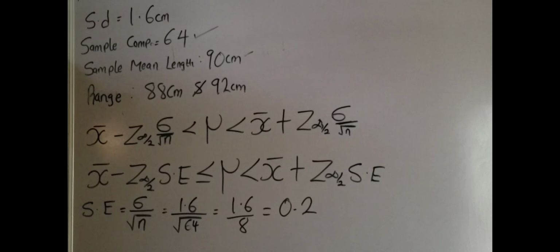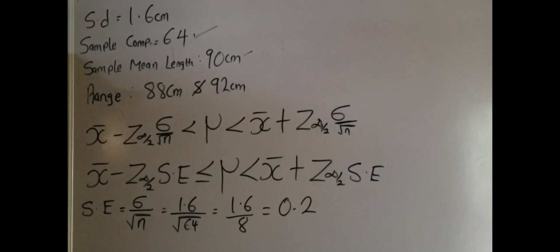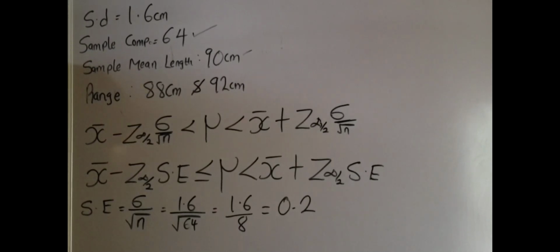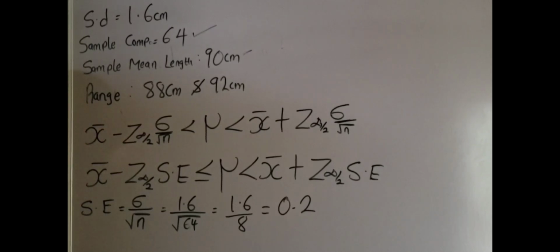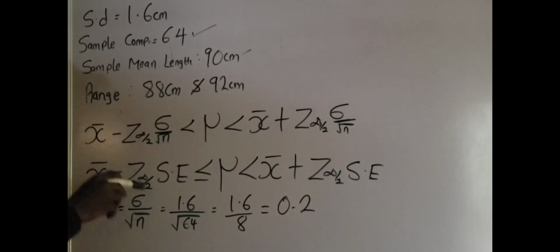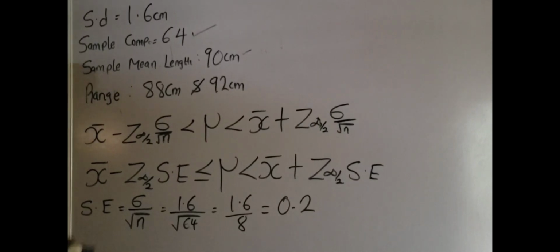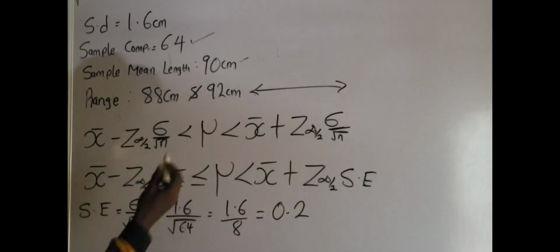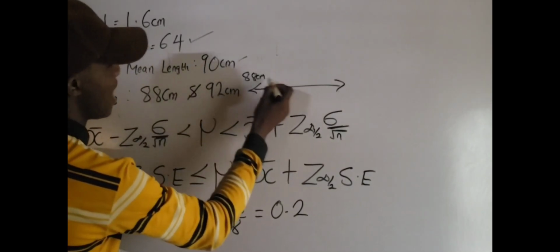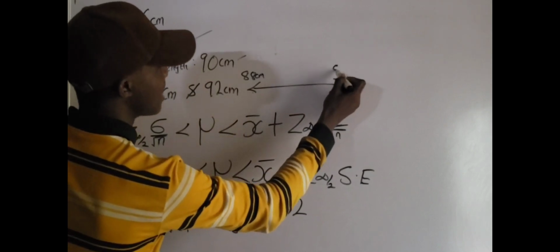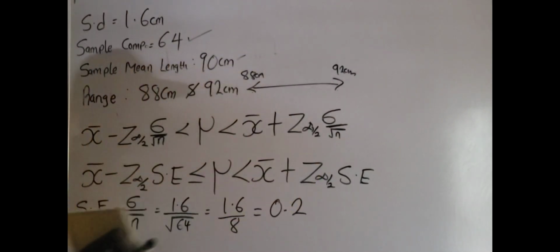Now I want to teach you how to determine your critical value. Don't forget that I told you you're going to get your critical value from the standard distribution table. You see, this test is a two-tailed test. The reason is, this is how I figured it out, because I have a range. The customer does not want a length that is less than 88 centimeters, and the length should not be greater than 92 centimeters. So it is a two-tailed test.